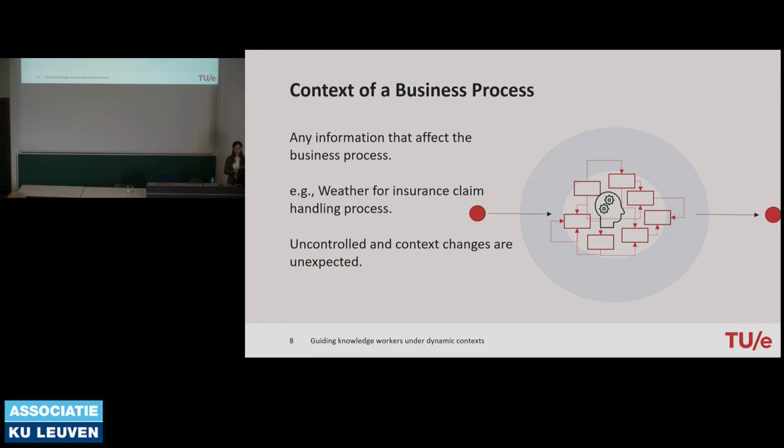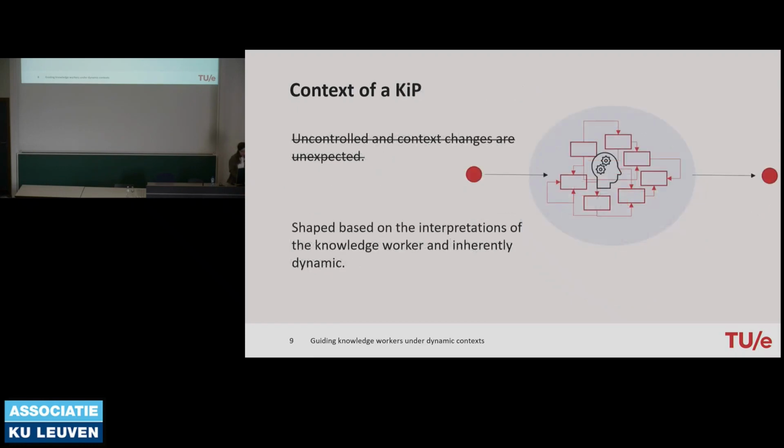And as is also the case for the weather example, traditionally, context is considered as something that lies beyond the boundaries of a business process and the process executor. So it's uncontrolled. It's not affected by the execution of the process or the actor executing the process. And if there is a change in the context, this change is rather unexpected. If you want to make your processes context aware, the aim is to adapt your processes as much as possible to these unexpected changes in the environment.